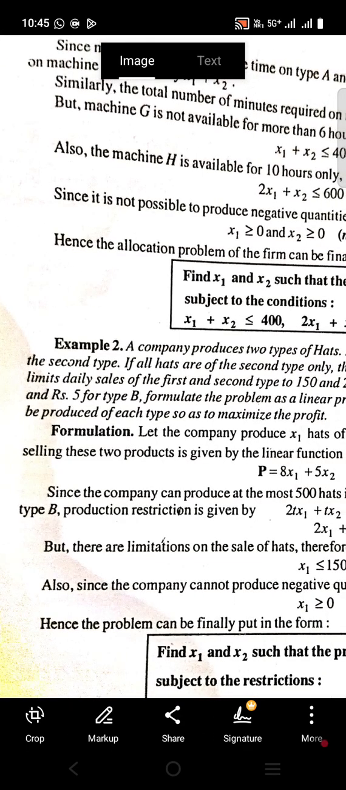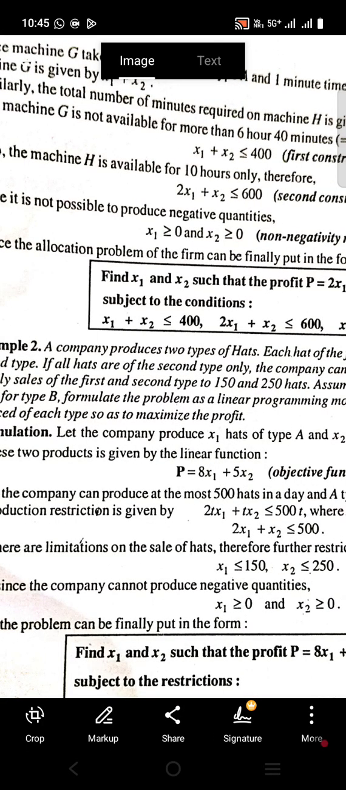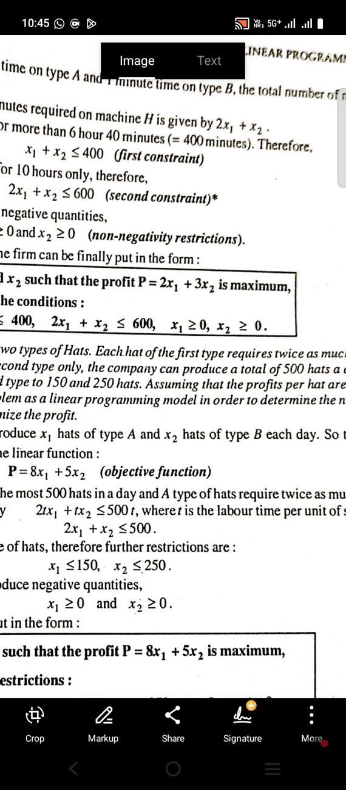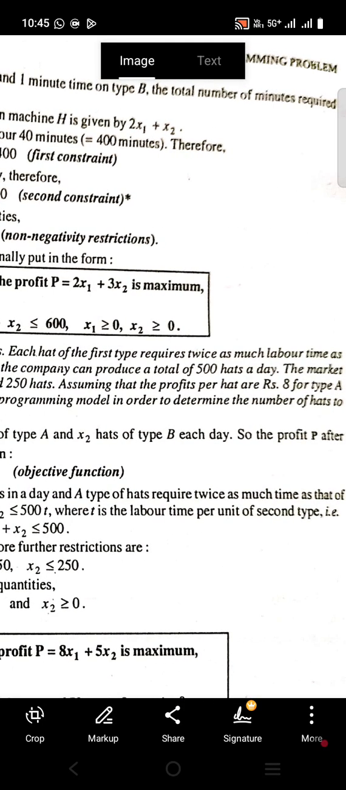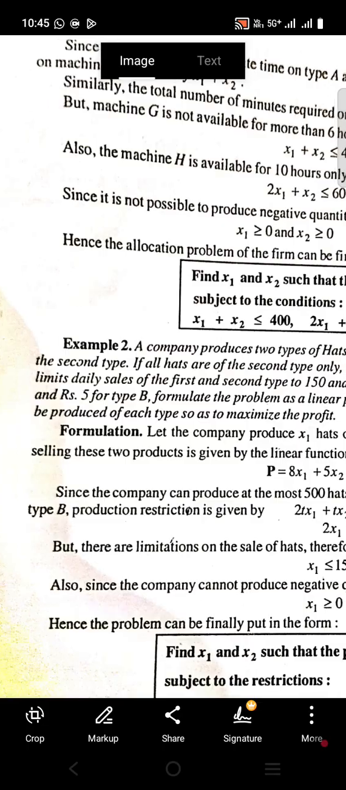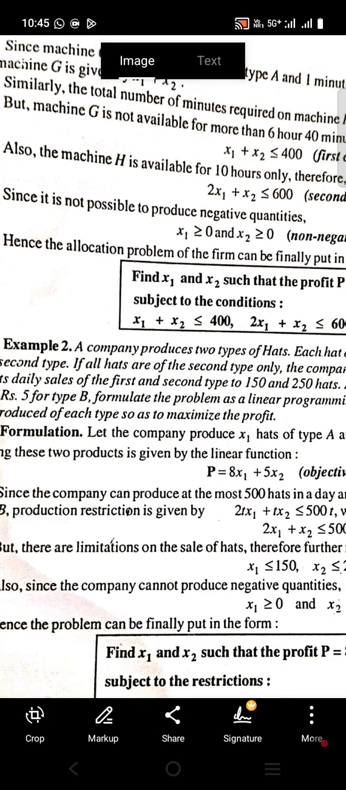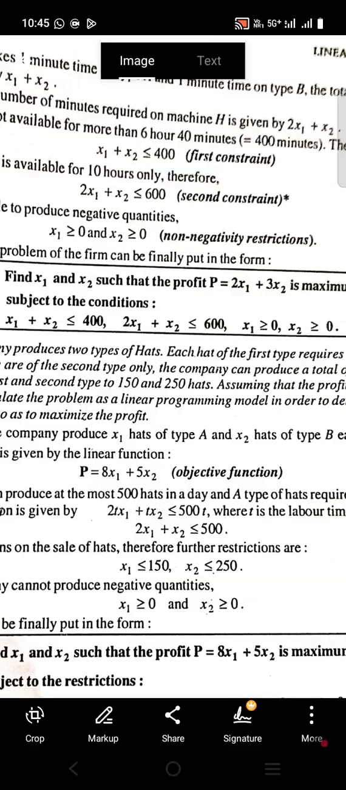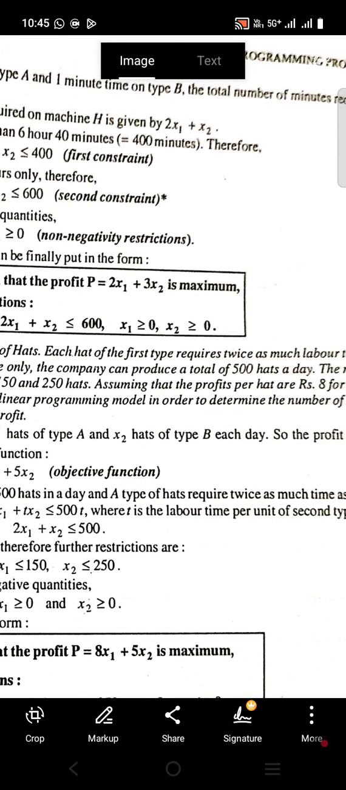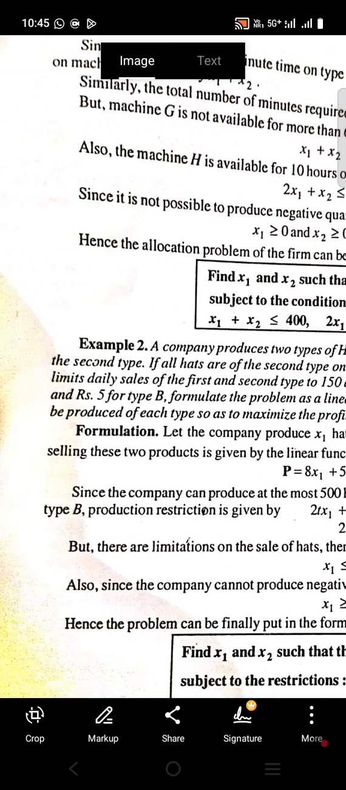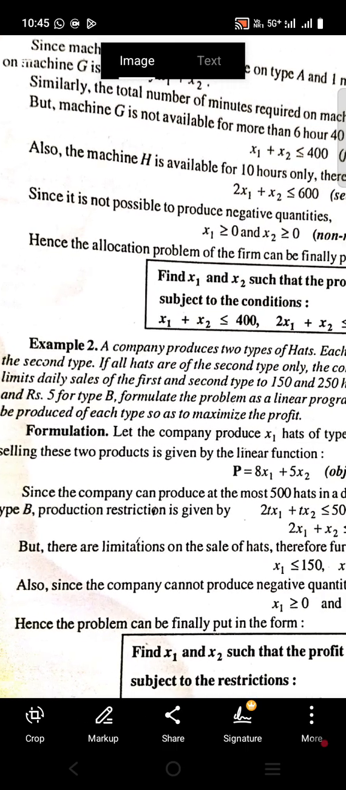If all hats are of the second type only, the company can produce a total of 500 hats a day. The market limits daily sales of the first type and second type to 150 and 250 hats. Assume that the profit per hat is rupees 8 for type A and rupees 5 for type B.